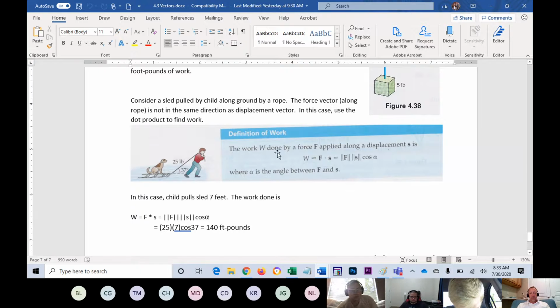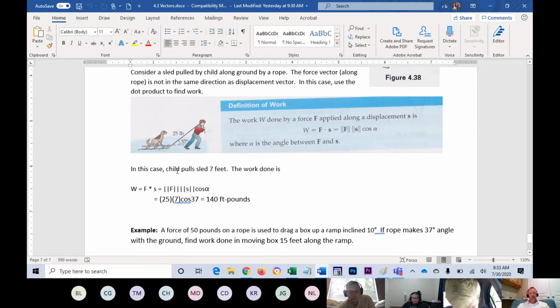So the definition of work: the work W done by a force F applied along the displacement S. Okay, so he's going in the horizontal direction. W equals F dot S, which equals the magnitude of the force times the magnitude of the distance times the cosine of alpha, where alpha is the angle between the force and the displacement.